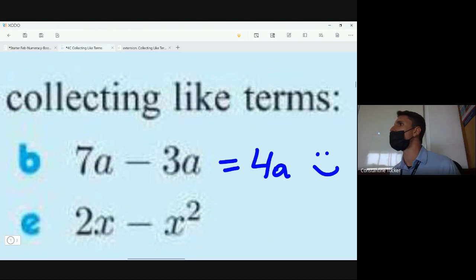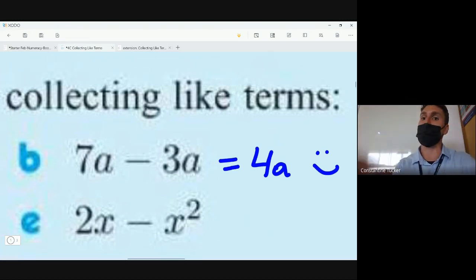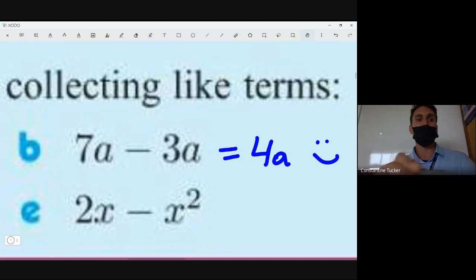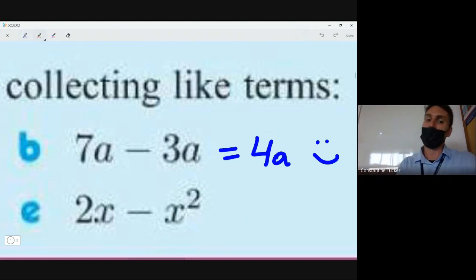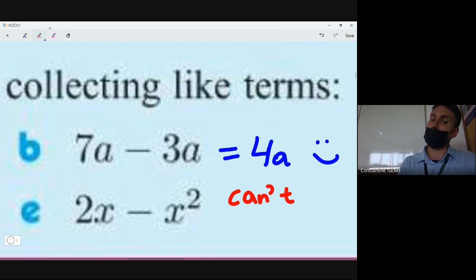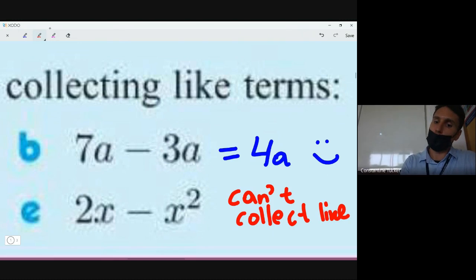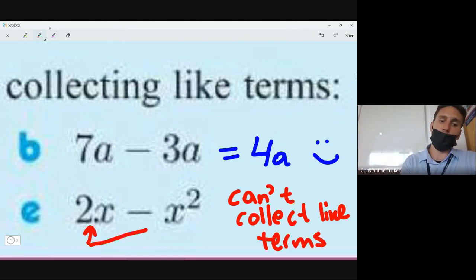Okay, well, I have to say, you guys are 100% right. And somebody else said it as well. You can't do anything here. Like we said in the beginning, x and x squared, they are unlike terms. So, well done. Here, we can't collect like terms because the terms are not like. They are unlike terms, these ones.